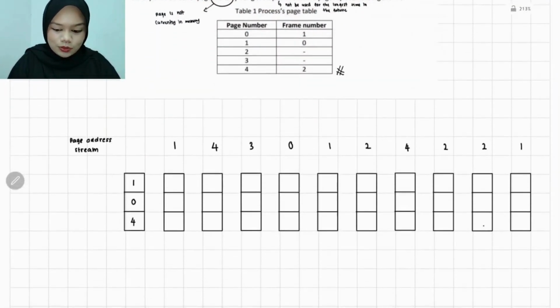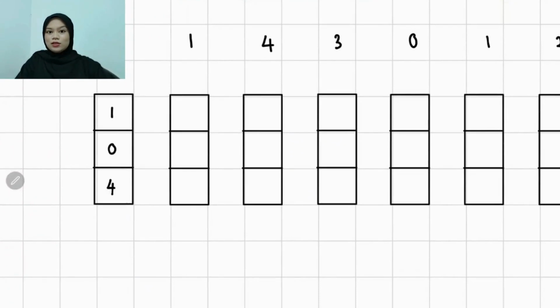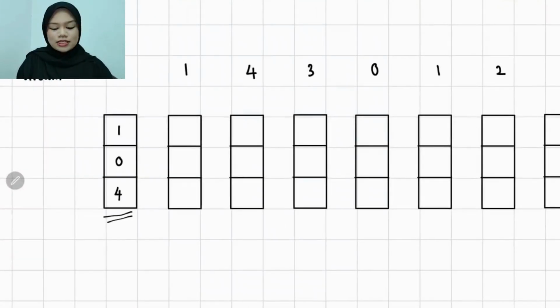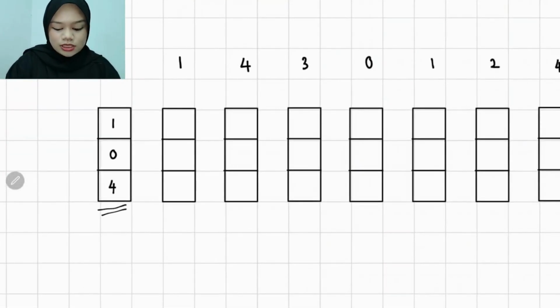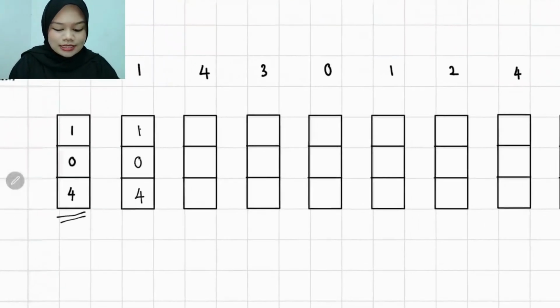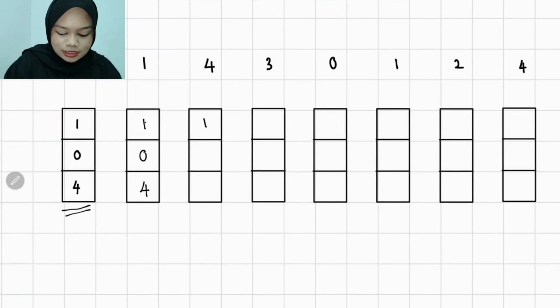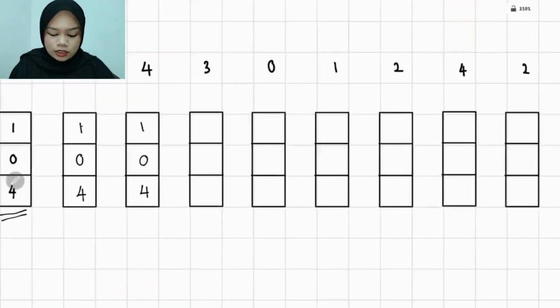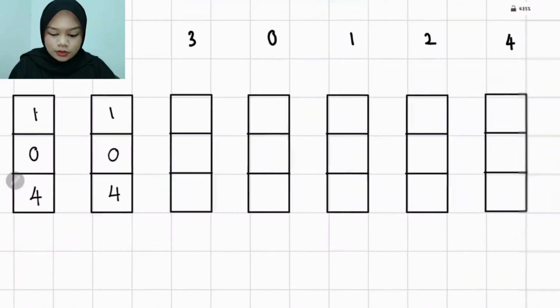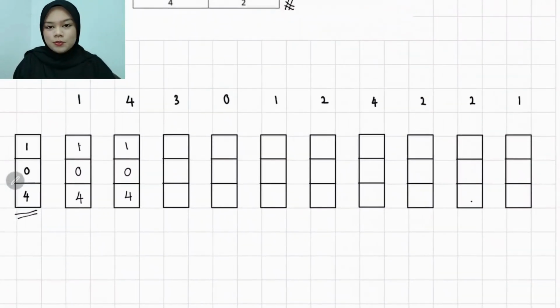Okay, so we'll start with 104. We start with page 1. We see that 1 is already in the frames, so we just copy the frames 104. Next is 4, the same thing, already in the frames, and we continue with 3. 3 is not in the frames, so now we will use the optimal page replacement algorithm.